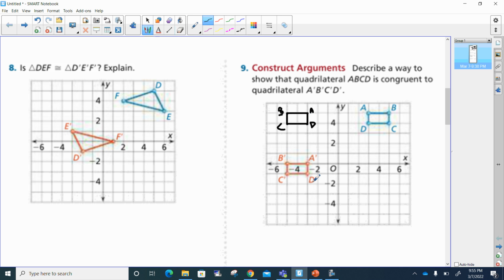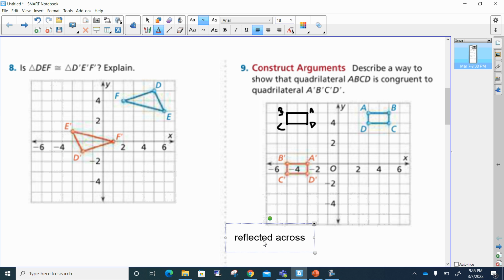You see how A matches up and D matches up? I can say I went down 1, 2, 3, 4, 5. So I'm going to go ahead and say reflected across the y-axis and translated down 5 units. Okay? Sorry about that, should be units. There we go. All right.